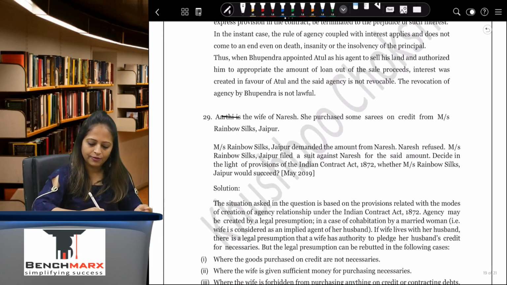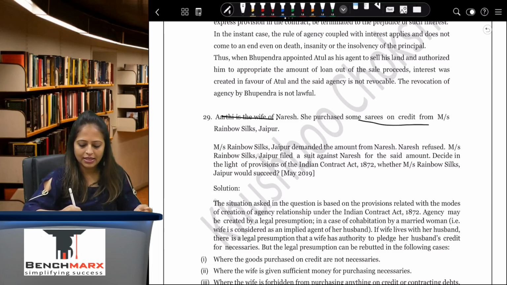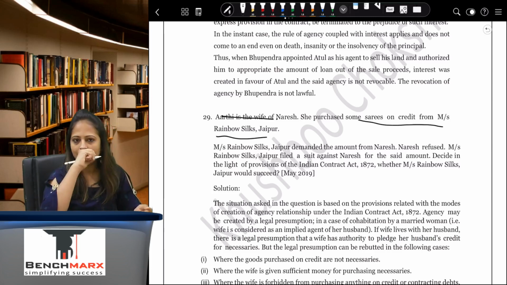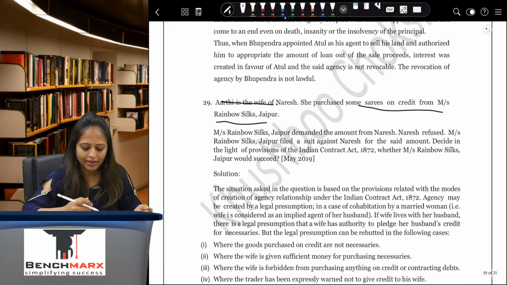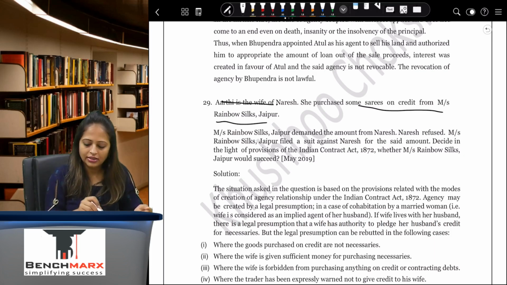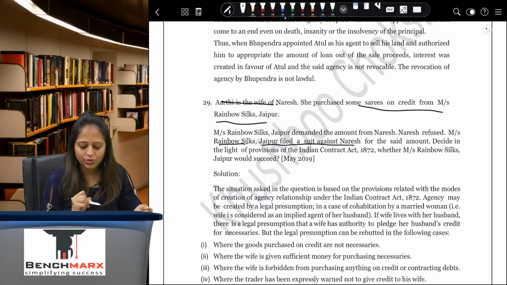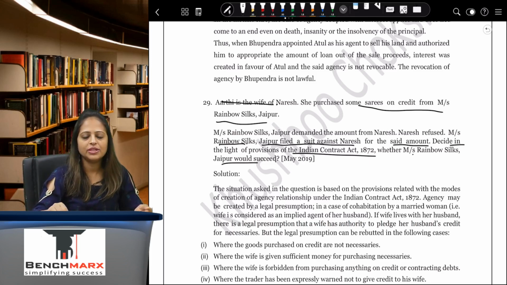Aarti is a wife of Naresh. She purchased some saris on credit from Messrs. Rainbow Silk, Jaipur. Messrs. Rainbow Silk, Jaipur demanded the amount from Naresh. Naresh refused. Messrs. Rainbow Silk, Jaipur Limited filed a suit against Naresh for the said amount. Decide in light of the provisions of the Companies Act whether Messrs. Rainbow Silk, Jaipur would succeed.